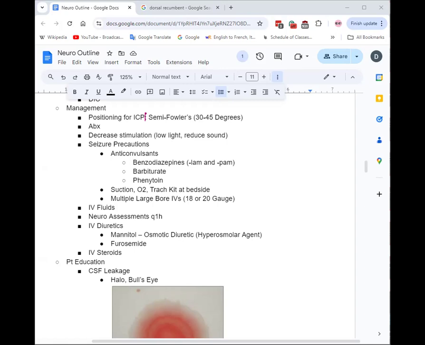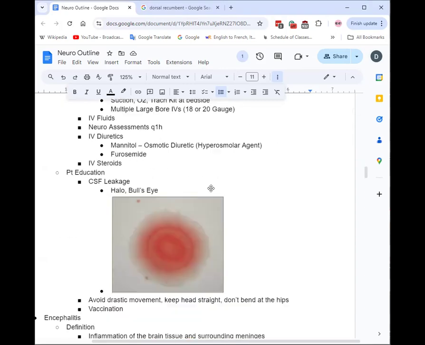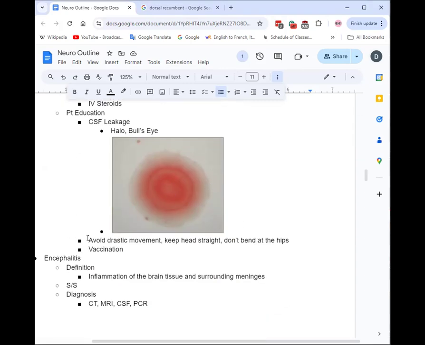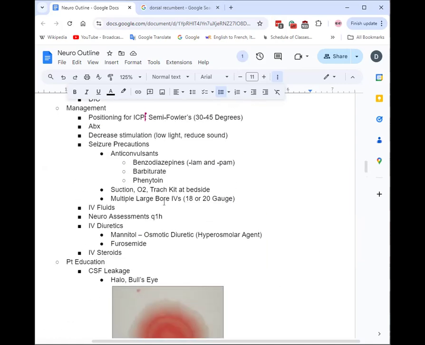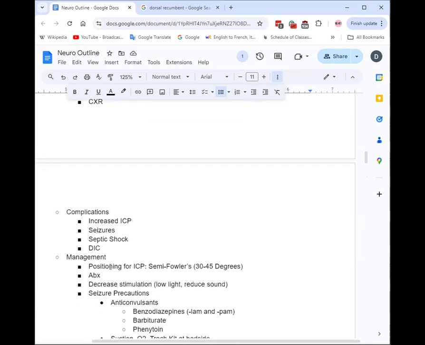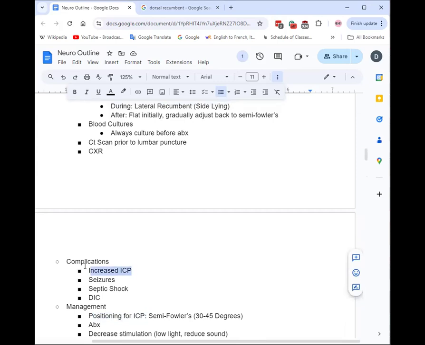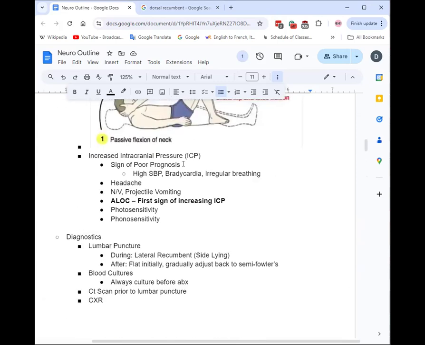Also, remember we were saying that we want to decrease stimulation. So one of your patient educations was to avoid drastic movement and all this stuff. All this movement, all this brain activity is going to cause even more increased intracranial pressure, which is kind of what we're worried about. Remember that you can have really poor prognosis from this increased intracranial pressure happening.